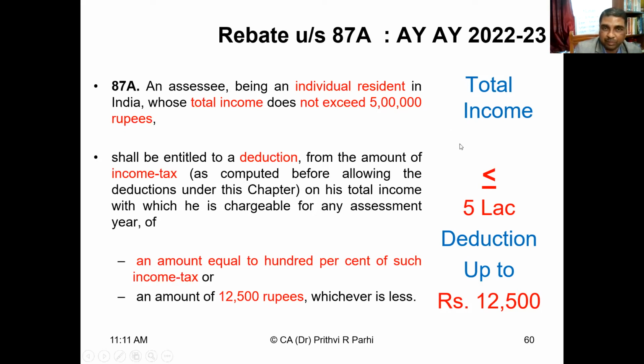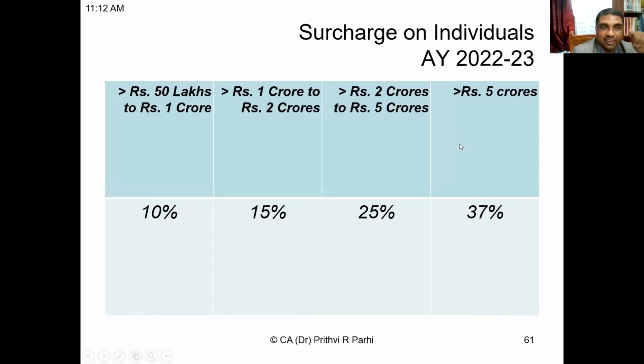Is it clear about rebate? How will rebate be calculated? Now coming to surcharge. Surcharge amount varies depending upon the type of income and the amount of total income. It will be applicable only when the total income exceeds 50 lakh. 50 lakh to 1 crore, 10%; 1 crore to 2 crore, 15%; 2 crore to 5 crore, 25%; above 5 crore, 37%.